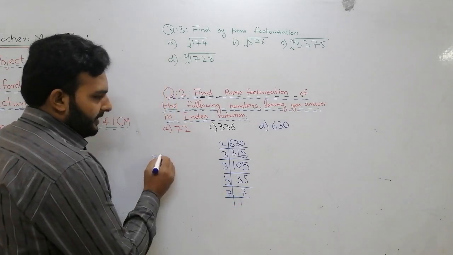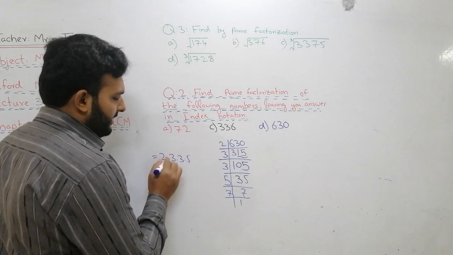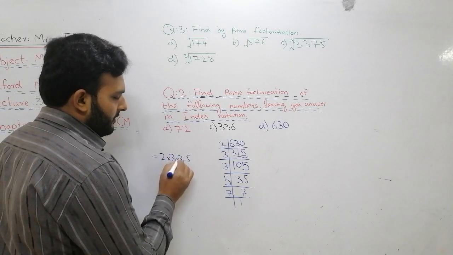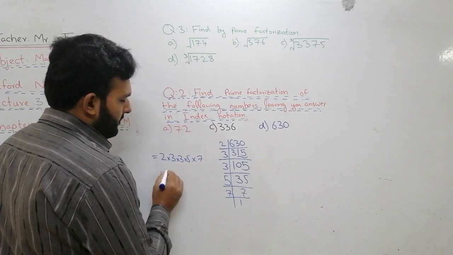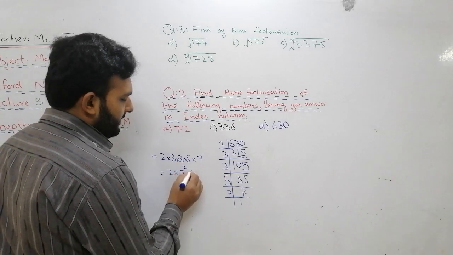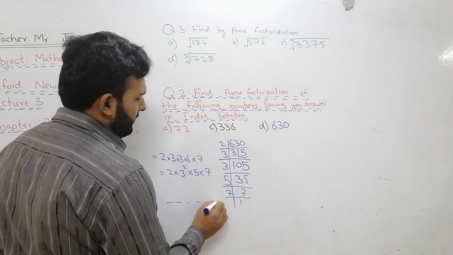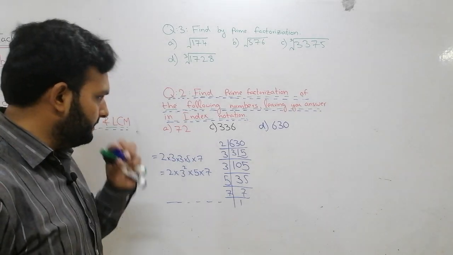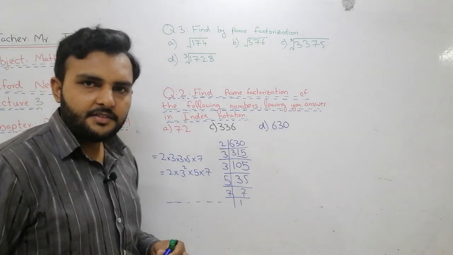Okay students, 2, 3, 3, 5, 5, 7, we will write with multiplication. This dot also shows multiply. So 2 into 3 squared, 5 squared, and 7. Hope you people understand this about index notation and prime factorization.